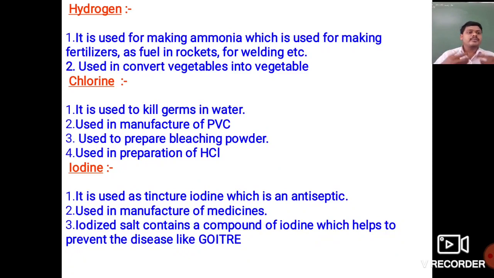Have you observed, what do you mean by goiter disease? Yes, goiter is nothing but swelling of our neck region. The size of the neck increases because of goiter. So this goiter can be prevented by consuming a rich amount of iodized salt in our diet.